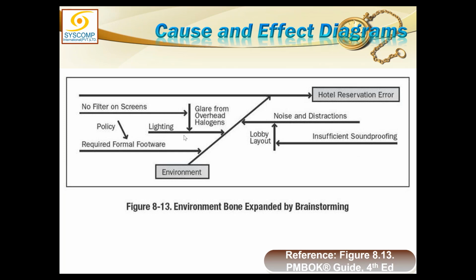Or maybe it is due to the lighting. And why is it due to the lighting? The lighting problem is due to the glare coming from the overhead halogen lamps. And why is the glare coming? Because there is no filter or screen installed on the overhead halogen lamps. Therefore, if a filter or screen can be installed, our problem is resolved. You see, we can dig down to the level where the solution of the problem becomes apparently visible.